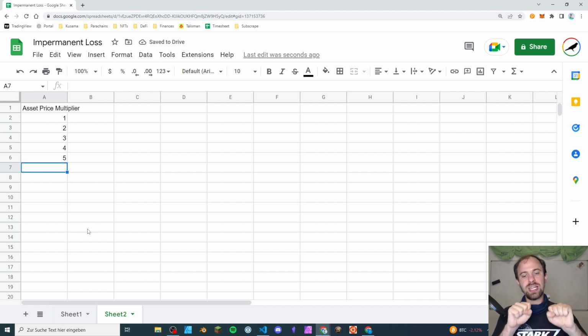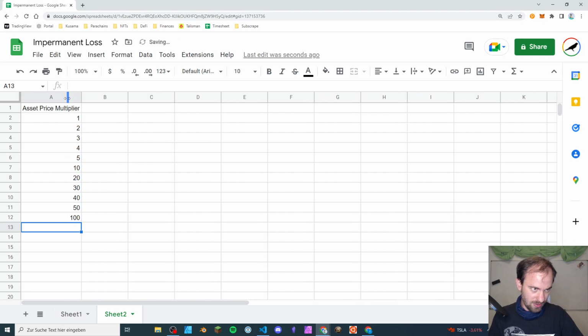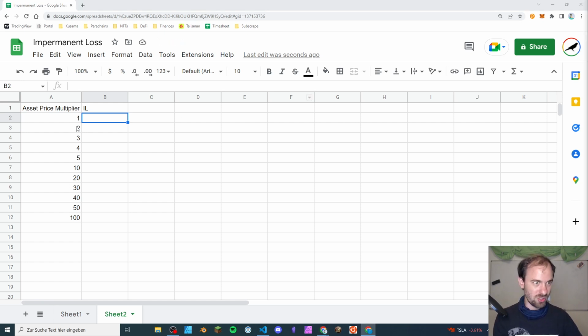How much did the relation of one token to the other change? And by taking this into consideration, let's say 10x, 20x, 30x, 40x, 50x, or 100x, we can say how much impermanent loss we are incurring. So let's do this now. So let's say the impermanent loss, and I will now put in a single formula that does the calculation for you. I'm just copying this.